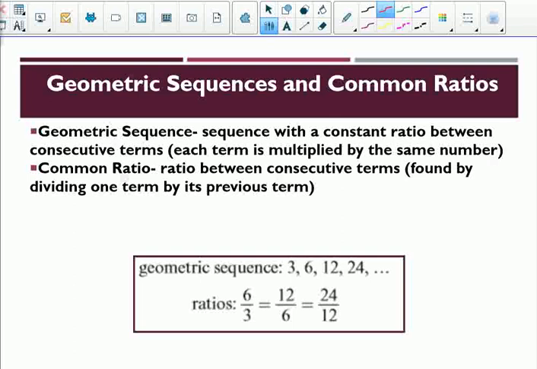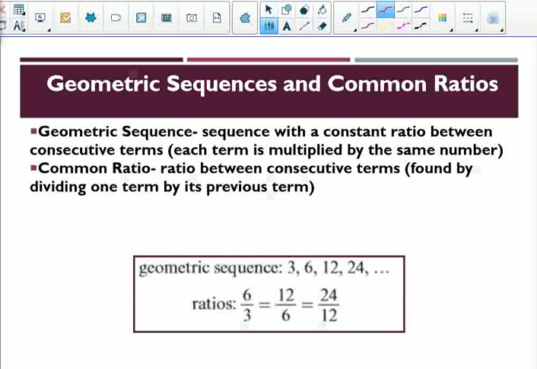What is a geometric sequence? A geometric sequence is a sequence of numbers where you have a constant ratio between consecutive terms. So between each term, to go from one term to the next, you need to multiply by the same number. And that number that you're going to be multiplying by is called the common ratio.